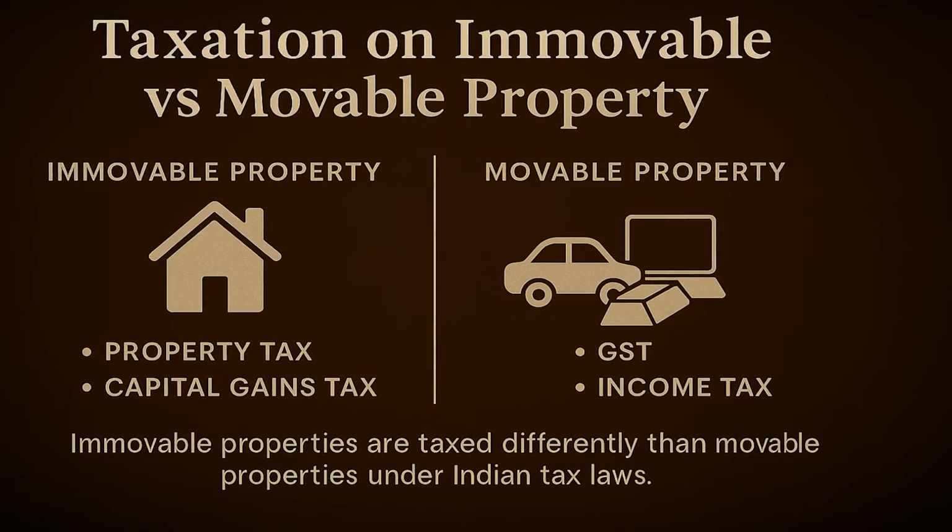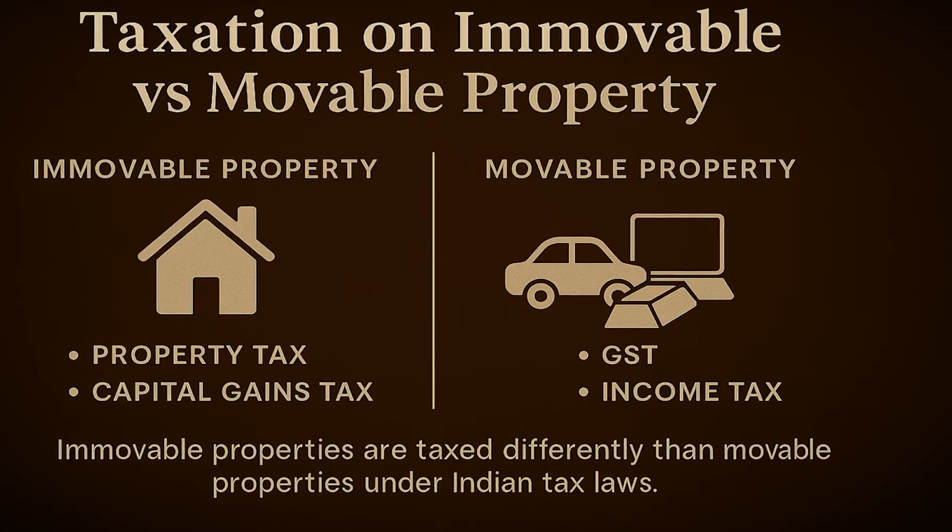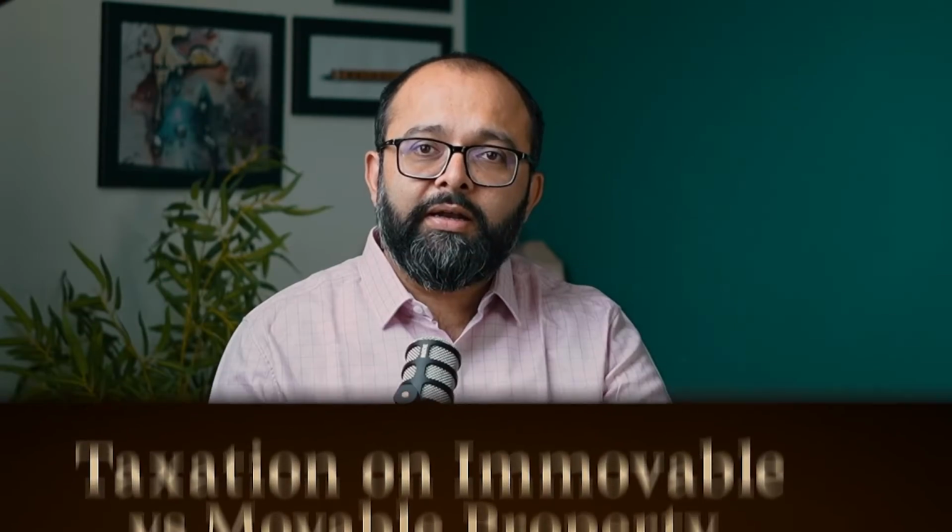As far as stamp duty is concerned, when you sell immovable property, the stamp duty is mandatory, and the percentage of the stamp duty varies from state to state. While if we transfer movable property from one person to another, the stamp duty is generally not applicable unless it is specified under the state laws. As far as taxation is concerned, immovable property is always subject to property tax and capital gains tax, while the sale and purchase of movable property is generally subject to GST and income tax if sold for profit.